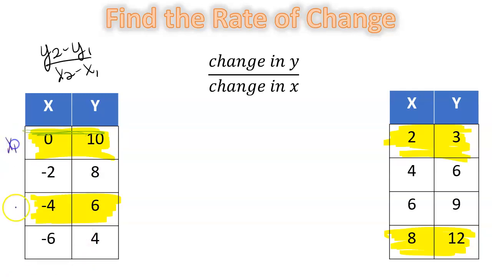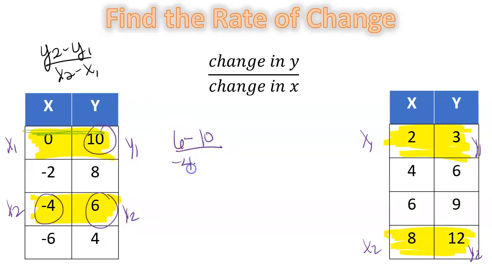All right, so x1, x2, y1, y2. And we are going to plug in. So y2, 6, minus y1, 10, over x2, negative 4 minus x1, 0. 6 minus 10, okay, different sign, so I'm going to subtract. 10 minus 6 is 4. Keep the sign of the larger number. 10 is larger, so it's negative. Over negative 4 minus 0, negative 4 minus nothing is negative 4.